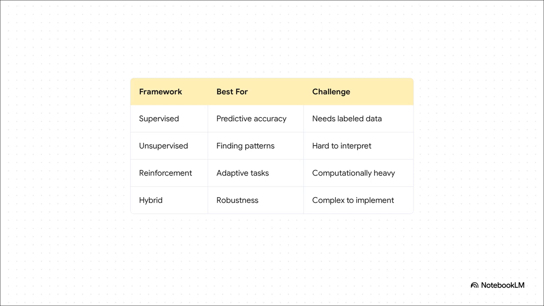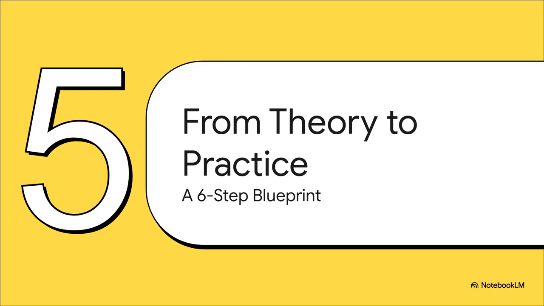For really dynamic tasks that change all the time, reinforcement learning is amazing, but man, is it computationally expensive. And if you need the absolute best accuracy and robustness, a hybrid approach is fantastic, but it's going to be a lot more complex to build. Okay, we're in the home stretch. For our final section, let's take all this theory we've been talking about and pull it all together into a single practical blueprint you can use for pretty much any real-world ML project.